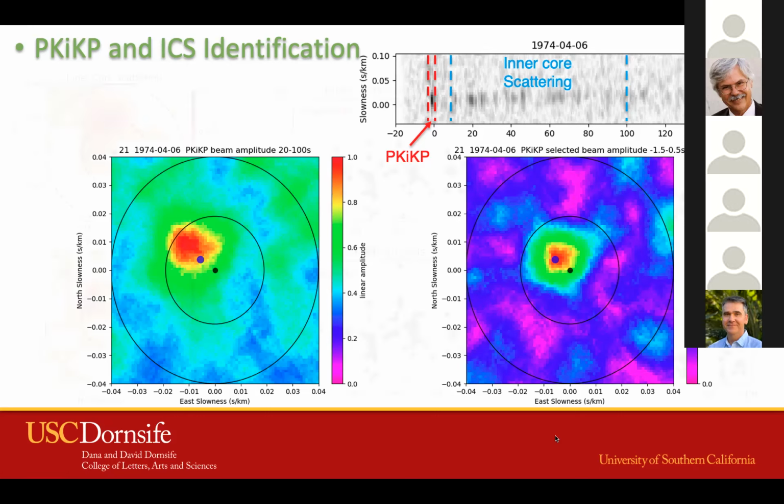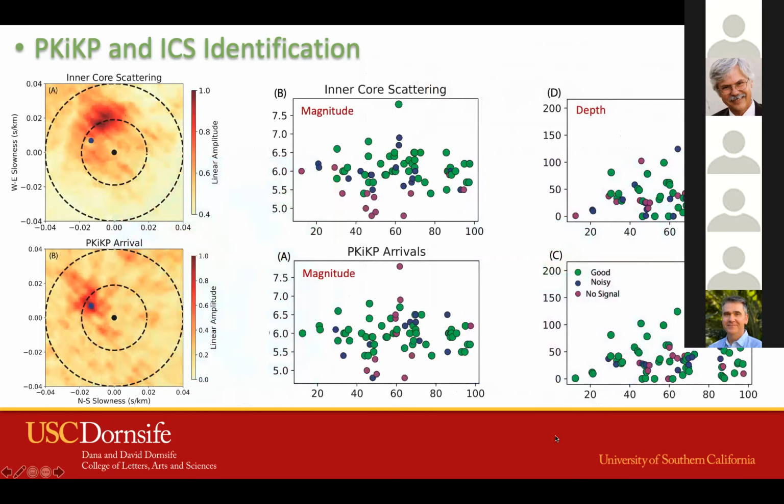We summarize all our results like here, and we compare with the magnitude and the depth. For the depth, we don't find a direct relation between the appearance of PK small IKP and ICS with the event depth.